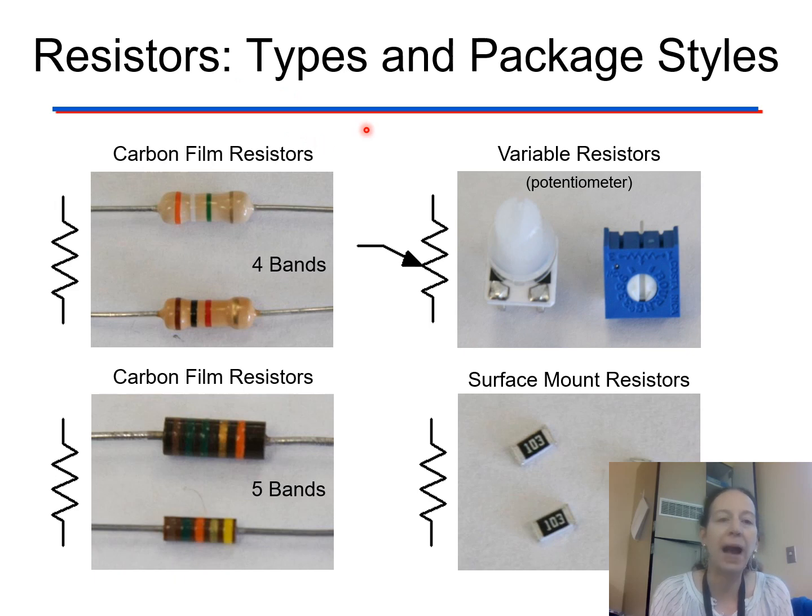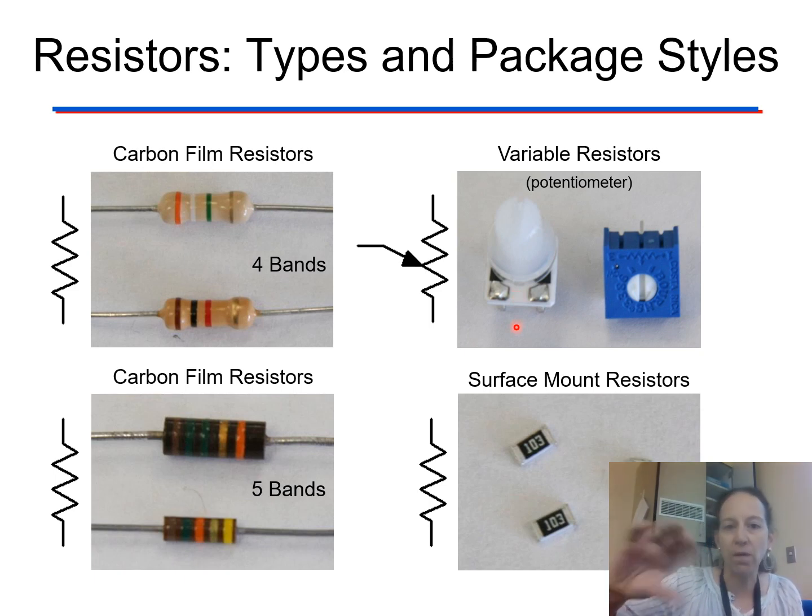Here are your package types. So you've got carbon film resistors. Those are going to be the most common ones. And then 4 bands versus 5 bands. It has to do with the number of stripes that you see on them. Then we have variable resistors, also called potentiometers. Those are resistors where the value changes, and the little arrow represents that you can move along the resistor and you could create more resistance or less resistance.